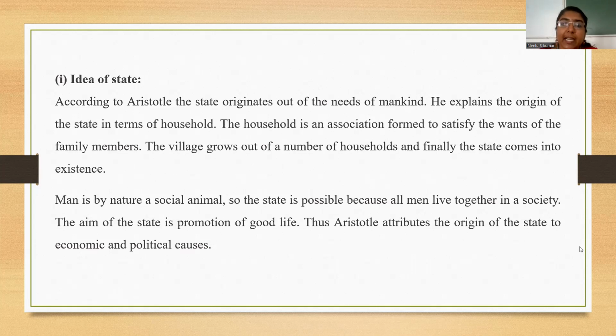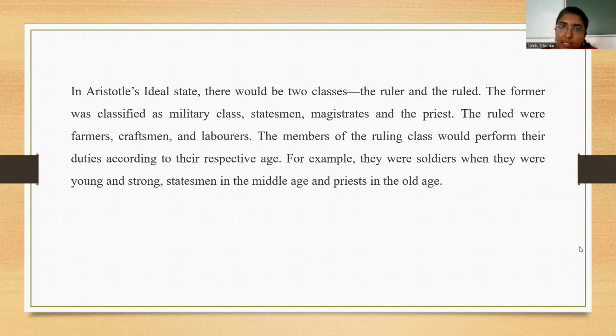According to Aristotle, the state originates out of the needs of mankind. He explains the origin of the state in terms of the household. The household is an association formed to satisfy the wants of the family members. The village grows out of a number of households, and finally, the state comes into existence. Man is by nature a social animal, so the state is possible because all men live together in society. The aim of the state is the promotion of good life. Thus, Aristotle attributes the origin of the state to economic and political causes.